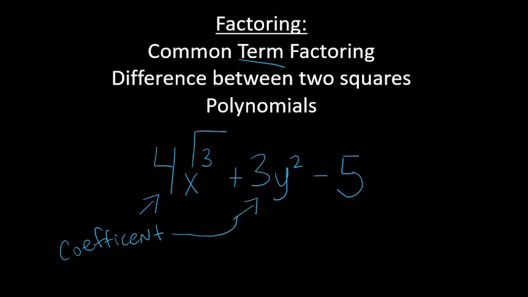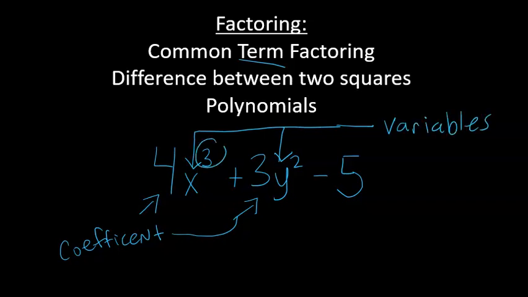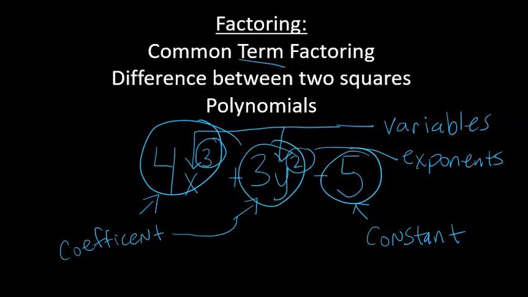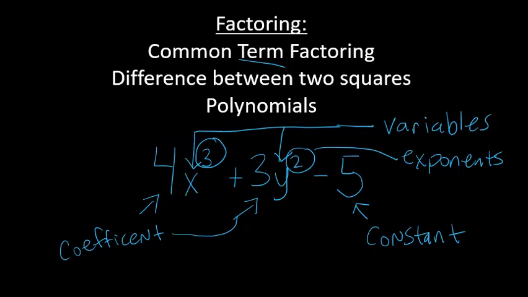Okay, so these alphabets up here, this y and then this x, those are called variables. And those little tiny dangly numbers in the sky, those are called exponents. And then this number 5 that's just naked by itself, nothing is touching it, that's called a constant. And then this is one term, this is one term, this is one term. So we have 3 terms all together, even though they look different.